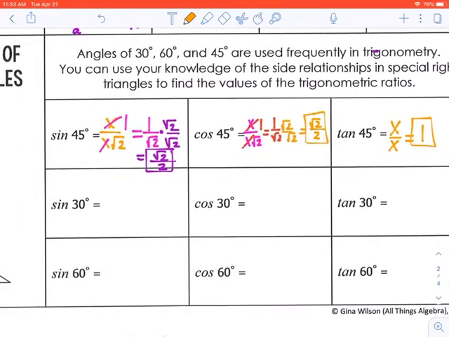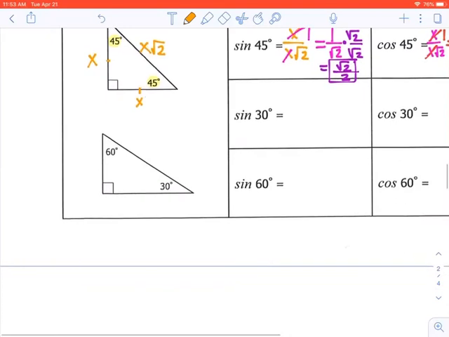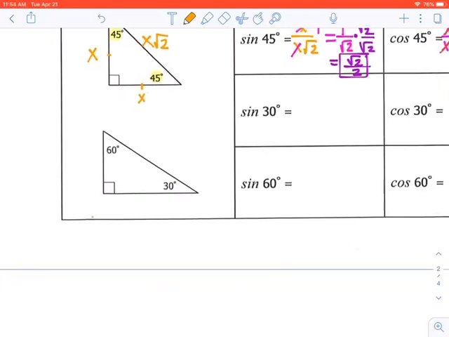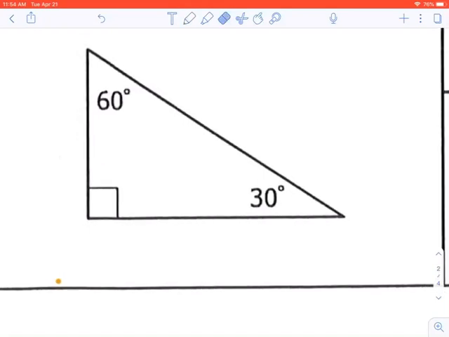Okay? All right, now on to the 30, 60, 90. These ones are a little bit different, again, because the 30 and the 60 are not the same. Okay, it's not an isosceles. So in a 30, 60, 90, we start always with the short leg. Okay? Opposite the 30 degrees is going to be your short leg.